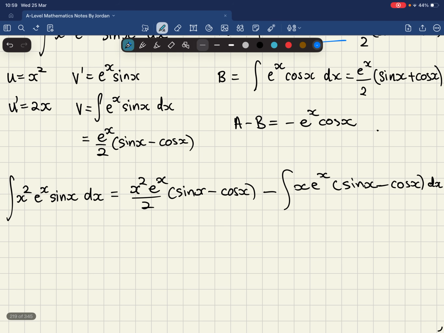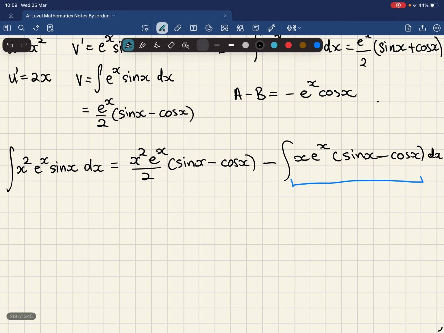So you can see I need to use by parts again on this bit here. So let me just write that out. So we'll have u as x here, meaning u dash is 1. v dash will be the rest. Just giving myself a bit more room. So that's v dash. So v would be the integration of that.